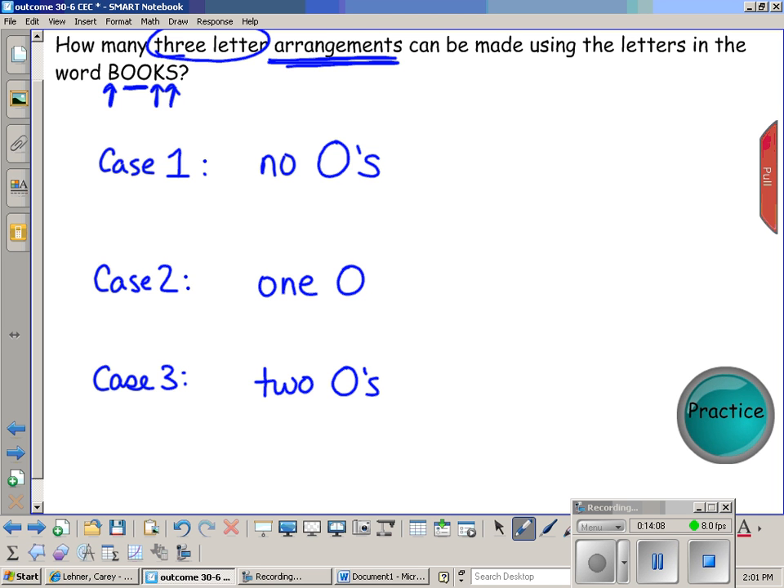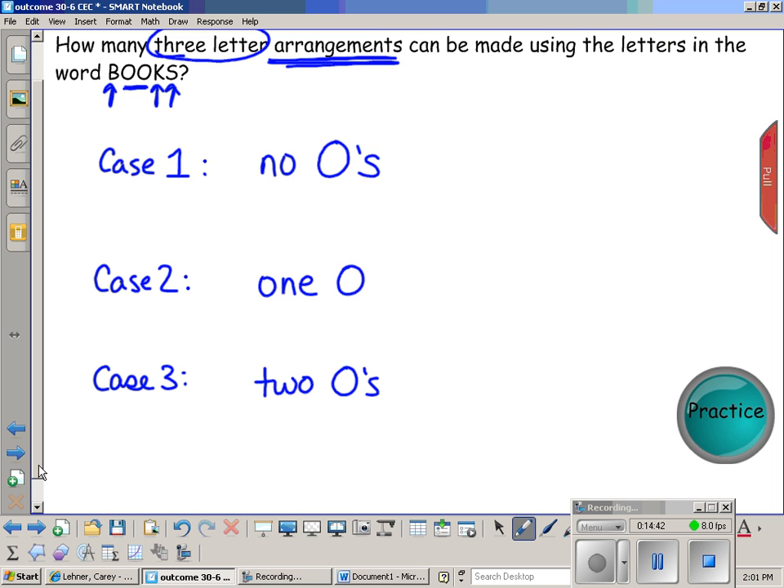So what we now need to do is find the combinations of each of those cases. We are specifically looking for arrangements, so we are going to end up having to use permutations. But before we can use permutations, we have to find the possible combinations of choosing letters that do not have O's, or choosing 3 letters that have only 1 of them being an O, or both of them being an O.